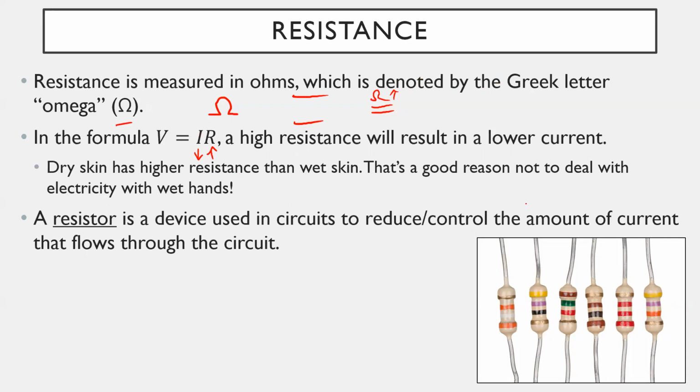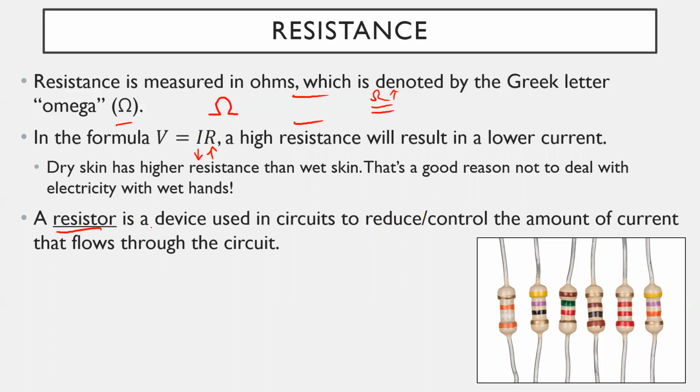That's a good reason not to deal with electricity with wet hands, because, put it this way, wet hands have low resistance. Low resistance means higher current, right? So if this went down, this would have to go up. That's why it's better to deal with electricity when you have dry skin, of course, needless to say.